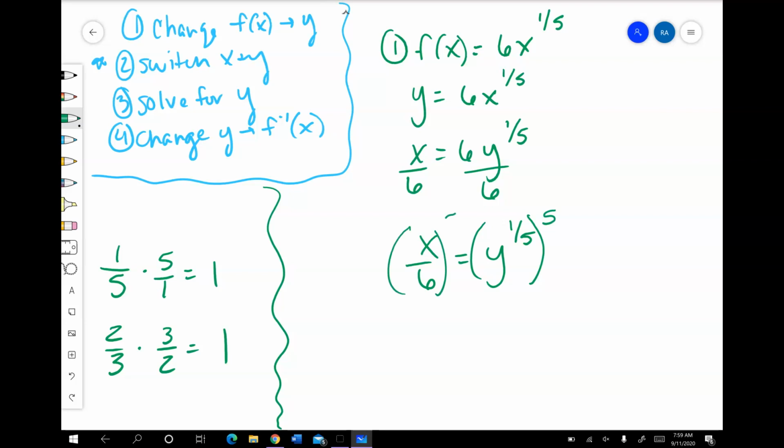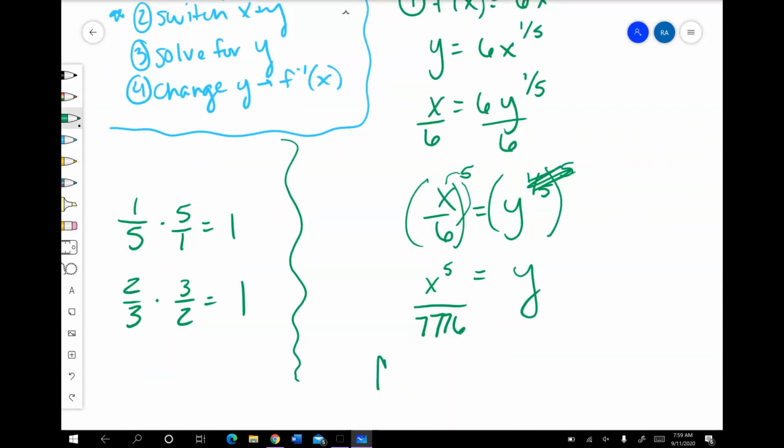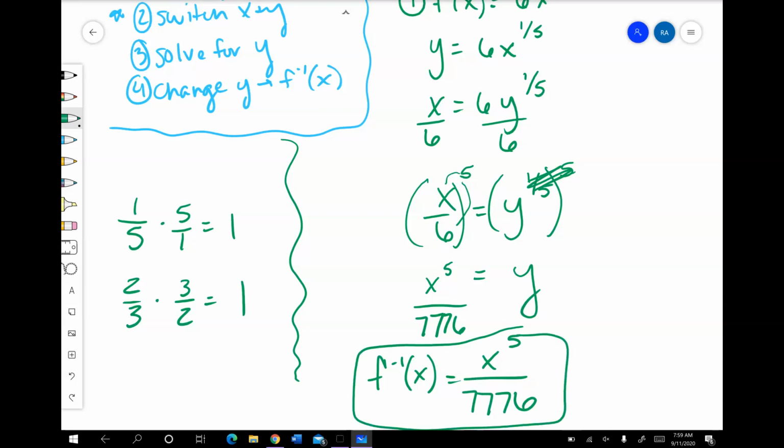And then I'm going to raise this to the 5th power. Now, when I raise it, the right-hand side exponents are going to cancel out because they're reciprocals of each other. And y will be left by itself. But then you've got to distribute this exponent. I'm going to say x to the 5th, and then 6 to the 5th. And 6 to the 5th is a really big number. So then step 4 says to change y to f inverse of x. So now I'm going to have f inverse of x is equal to x to the 5th over 7,776.